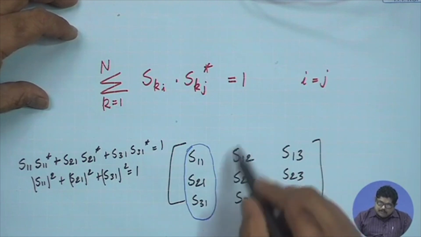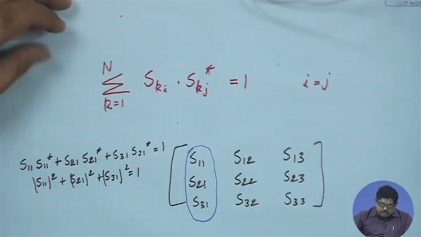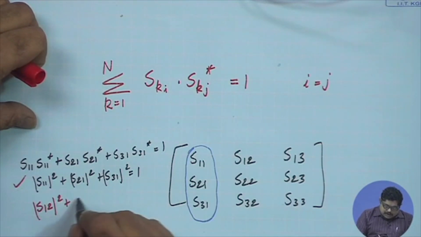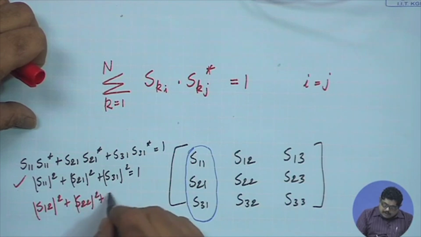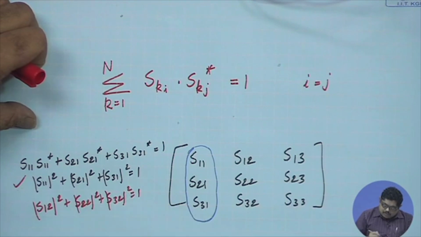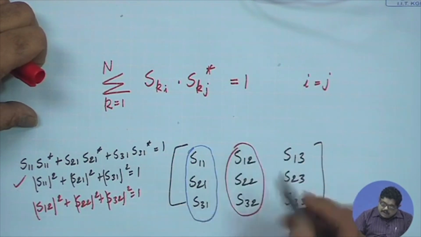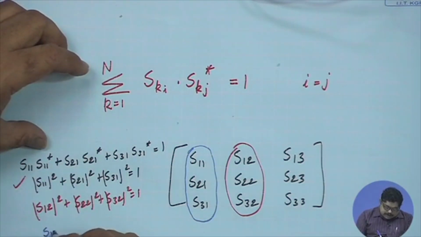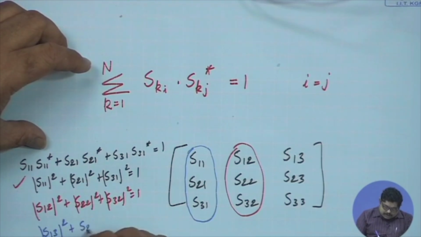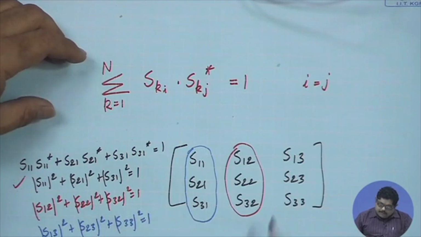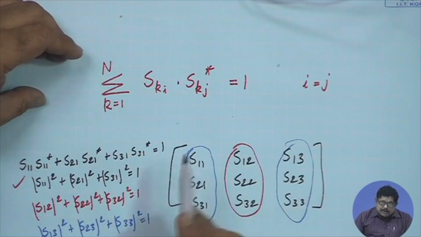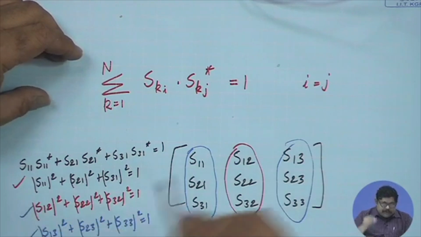Also, I will have for these, that means S12 square. So, this is 1, then I should have S12 square plus S22 square plus S32 square is equal to 1. Then S13 square plus S23 square plus S33 square is equal to 1. Also, this is the first property, that means, for unitary I will have these 3 equations.